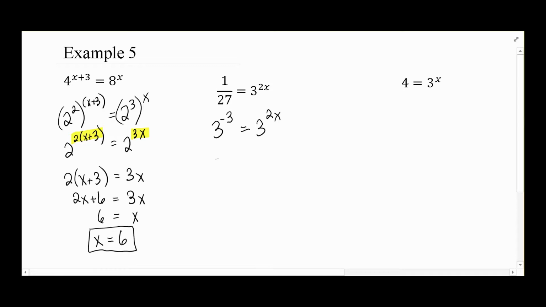Now that my bases are the same, I can set the exponents to be the same. Then I can divide by 2 to get the x by itself. And there we go.